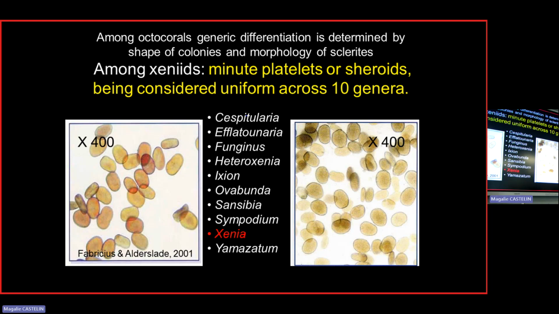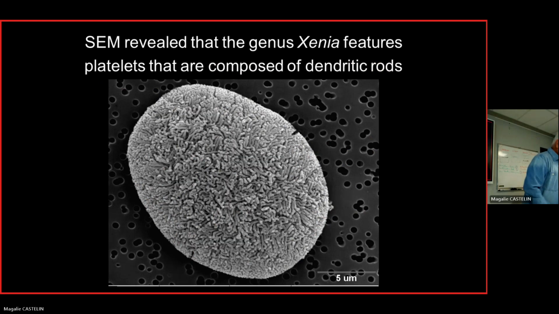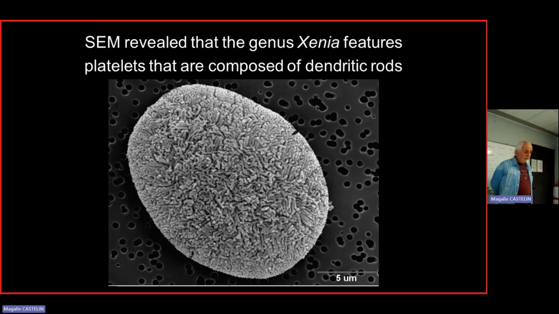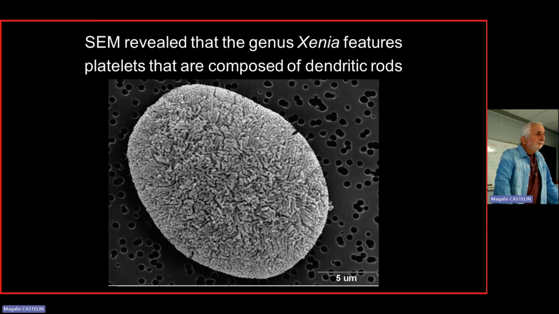Can't be. So we started to look at the microstructure. And then what we discovered is the following: the genus Xenia has sclerites whose surface looks dendritic. And you see it here under the SEM. It's not what you see under the light microscope. Nice, huh? High magnification. You don't see it unless you are at 10,000 and above. But we used what we call ESEM, environmental scanning electron microscopy, where you can get higher magnifications. All right, so Xenia is clear.